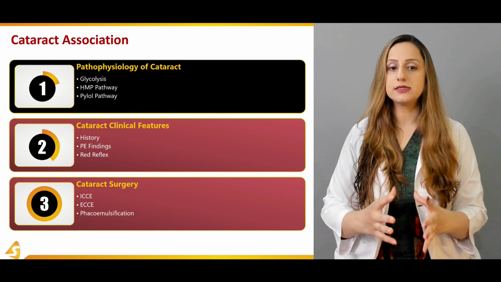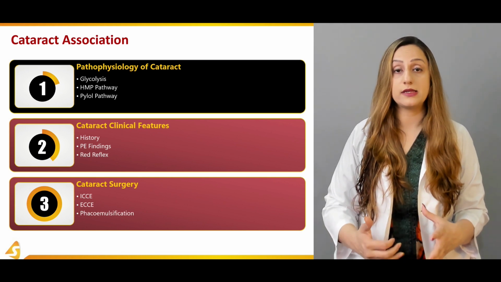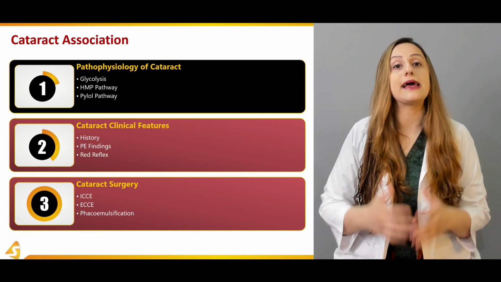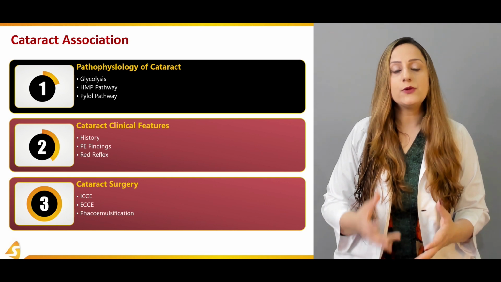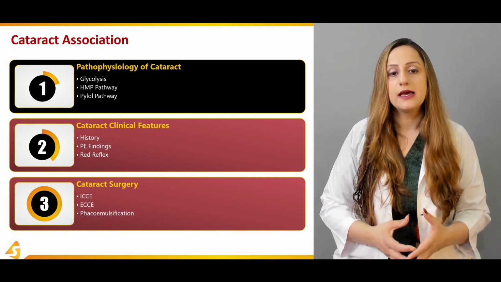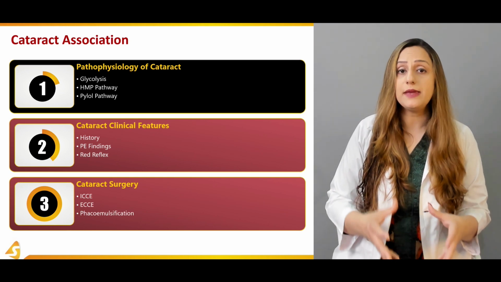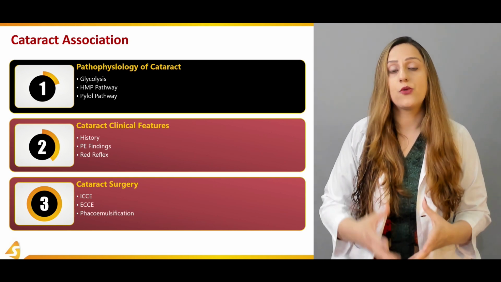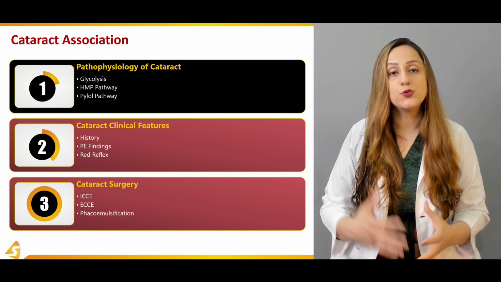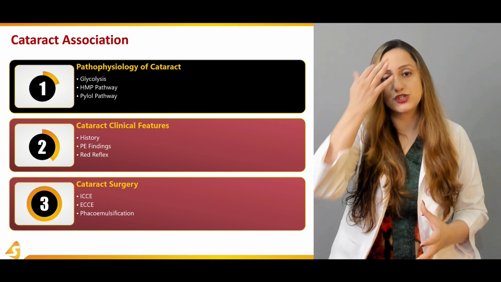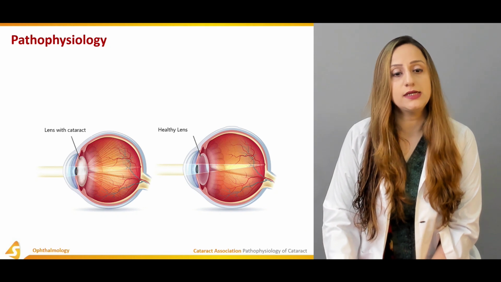So what are the underlying metabolic pathways that are relating to it? One of the major pathways is glycolysis, which involves the Krebs cycle as well. And then we have the HMP pathway, and we have the polyol pathway on the other hand. So these are the 3 underlying metabolic processes that are laying the foundation towards the development of this opacification in the lens. We're going to study them one by one over here.